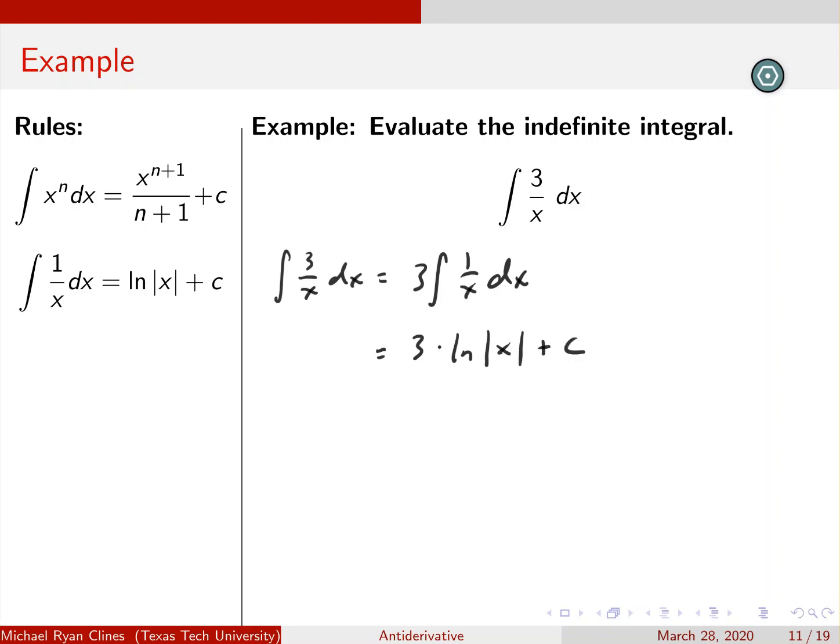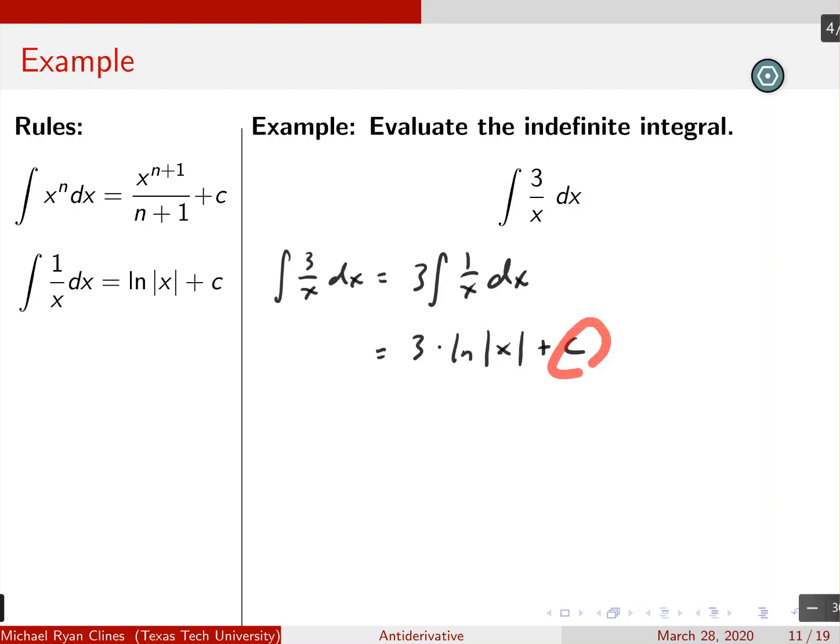So, a couple things to point out. When we're doing this log integral, don't forget these absolute value bars right here. We have to have the absolute value bars here. Otherwise, we break the natural log function. If you're not sure why, go back and watch the previous video on this rule. We talk about it a little more there.